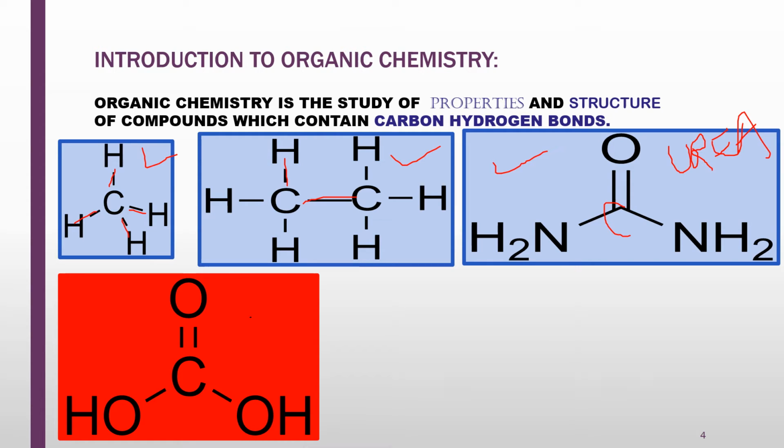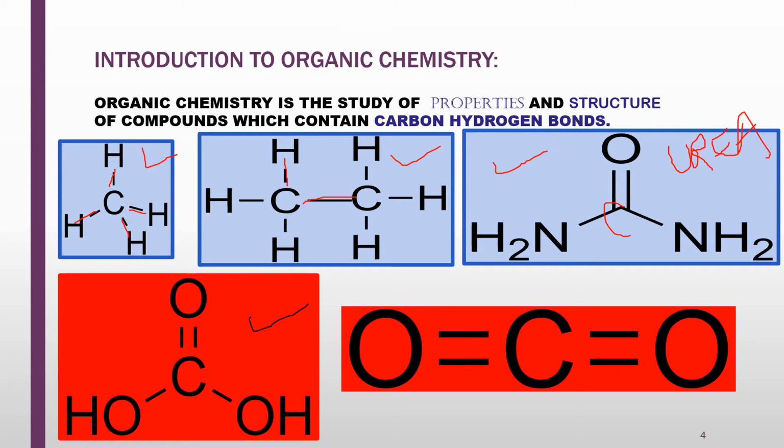If I talk about this molecule, this molecule is an inorganic molecule since there is no direct carbon-hydrogen bonding. There is carbon-oxygen bonding and an oxygen-hydrogen bond. This is basically carbonic acid, that is H2CO3. If you see this example, that is carbon dioxide, this molecule is also an inorganic molecule. This one is also inorganic, and this one is also an inorganic molecule.